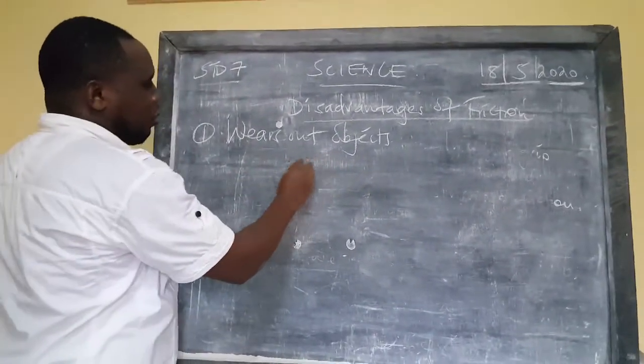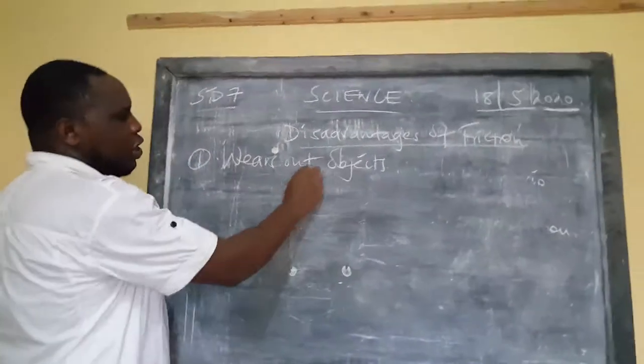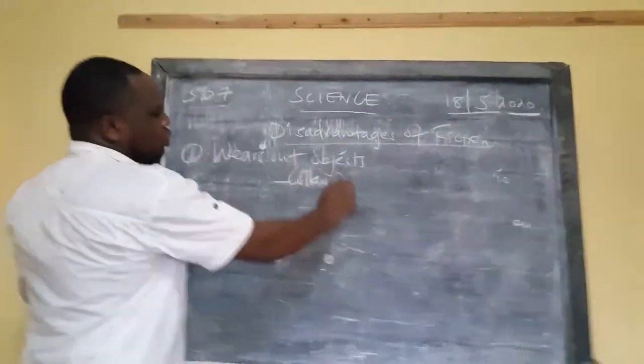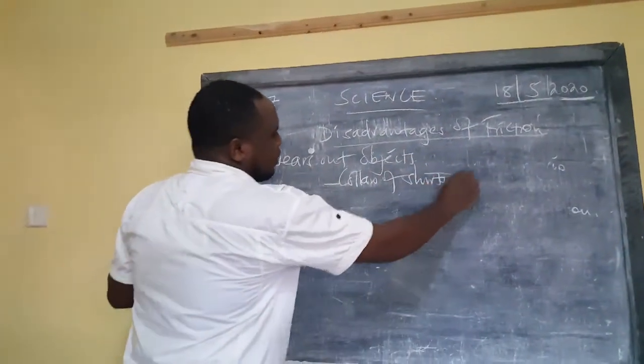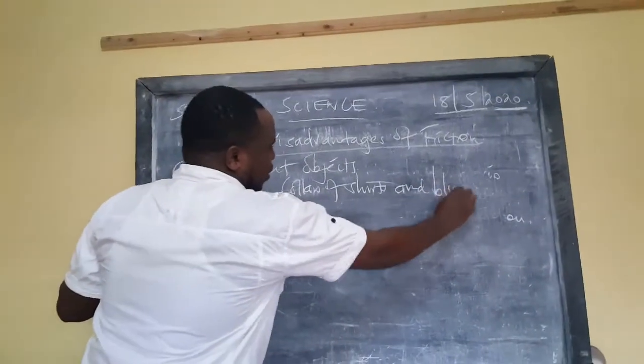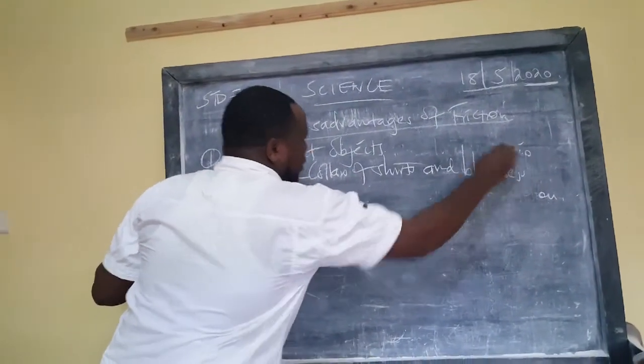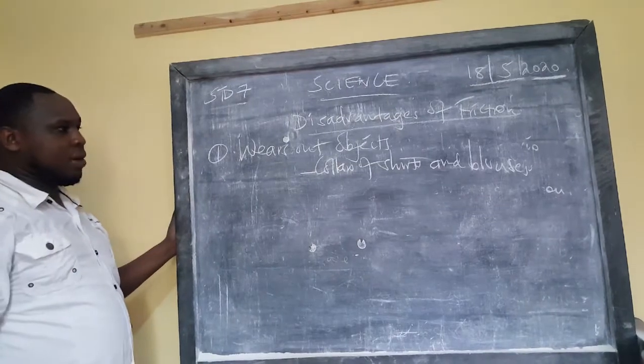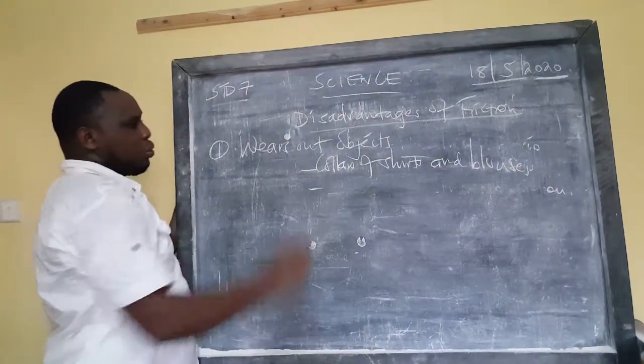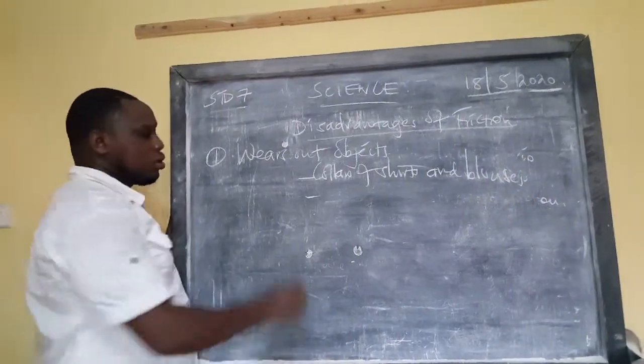So it wears out objects like, for example, collars of shirts and blouses. They are worn out and they start coming off. Number two, it also wears shoe soles.